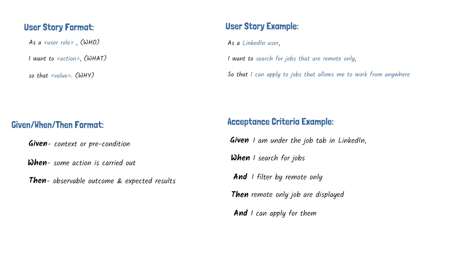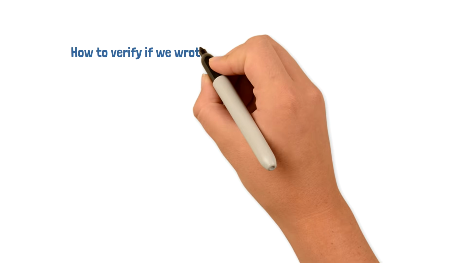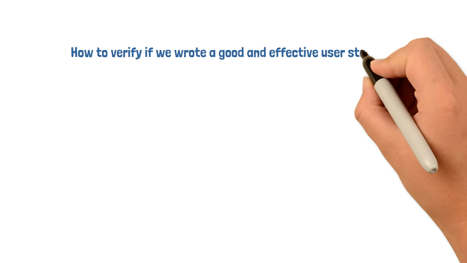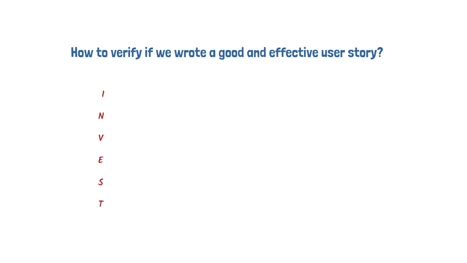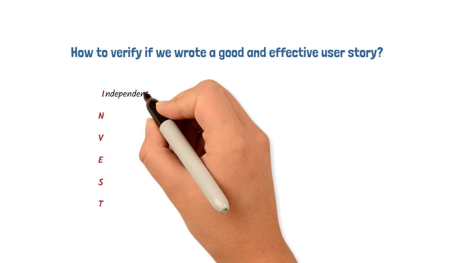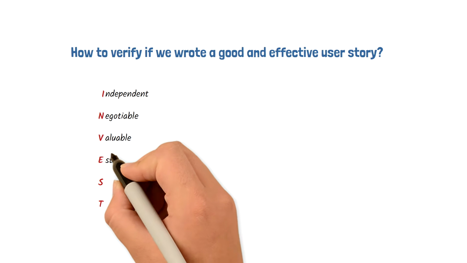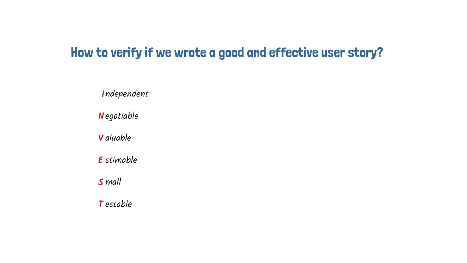So we wrote our user story and included an acceptance criteria. But how can we double check ourselves to make sure we wrote an overall good and effective user story? This is done with the help of the acronym INVEST. INVEST means independent, negotiable, valuable, estimatable, small, and testable.